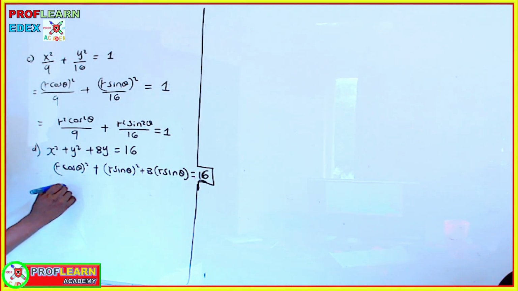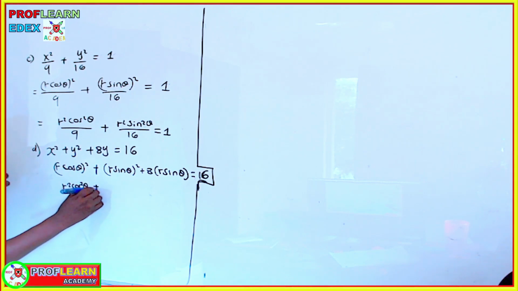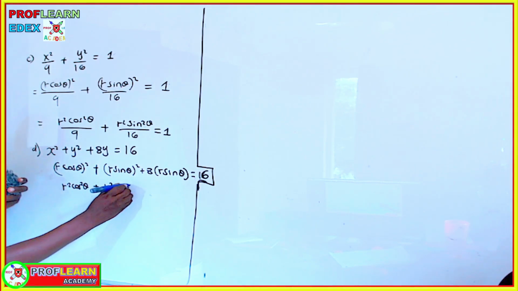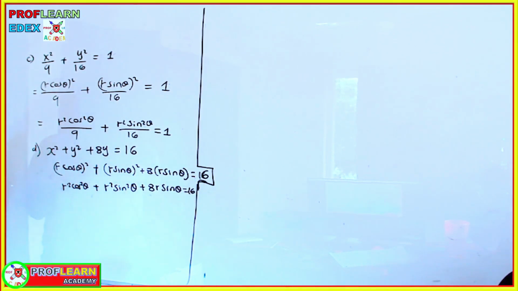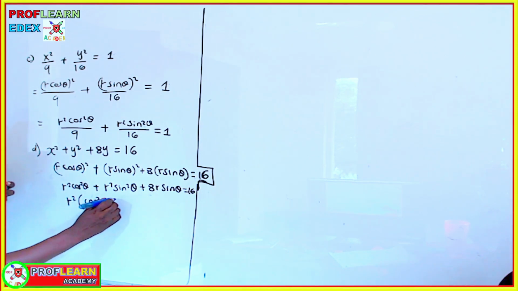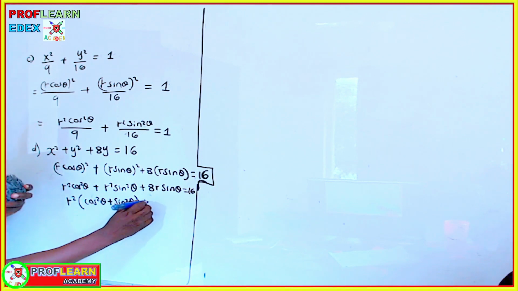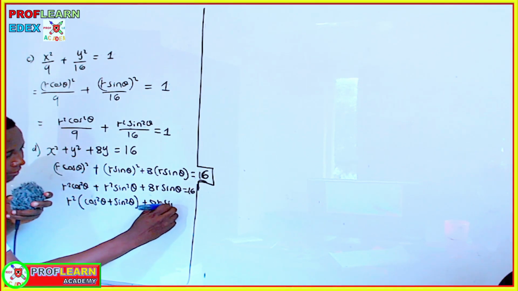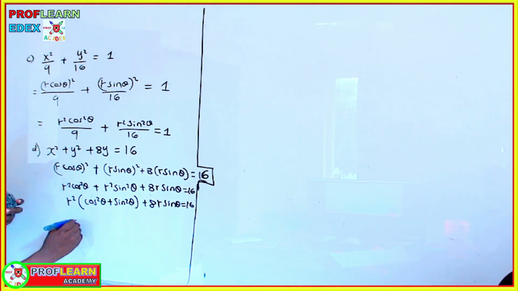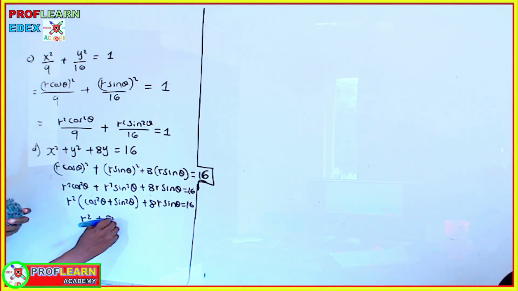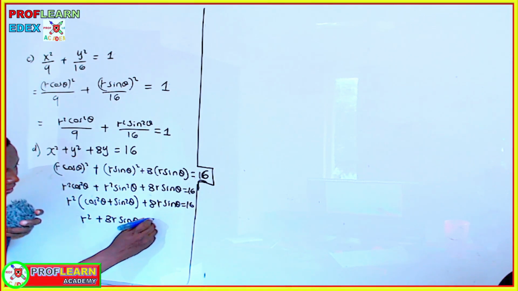So once we have this, we are going to work it out. This is going to be r squared cos squared theta plus r squared sine squared theta plus 8r sine theta equals 16. We factor r squared out of the first two terms: we have cos squared theta plus sine squared theta plus 8r sine theta equals 16. We know that this part goes to 1. So our equation reduces to r squared plus 8r sine theta equals 16.